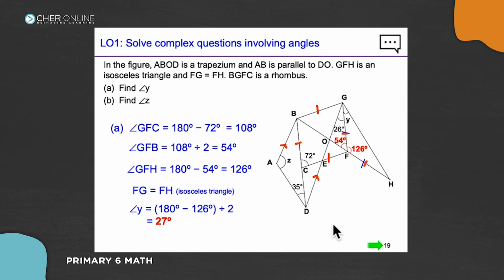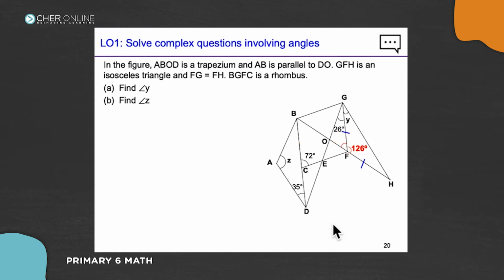Part B, angle Z. Okay, we have part A already. We have the other angles that we tried to find along the way. And then angle Z is over here. Okay, it's part of the trapezium here. So what we need is angle CBG. Where's your angle CBG? Over here.